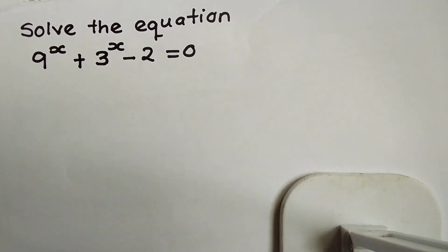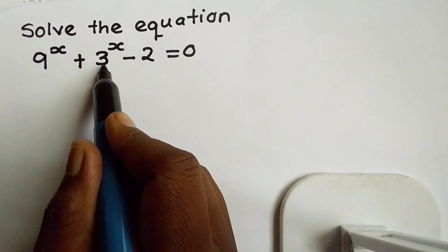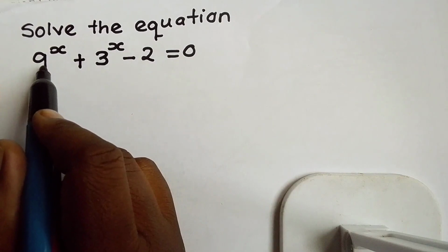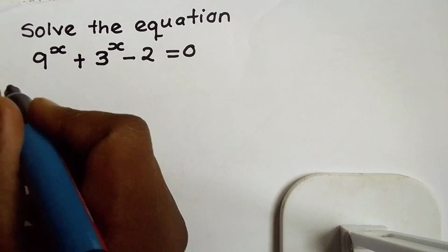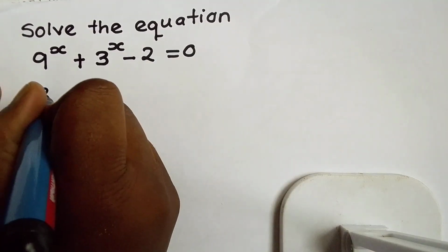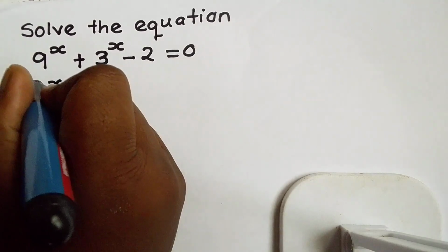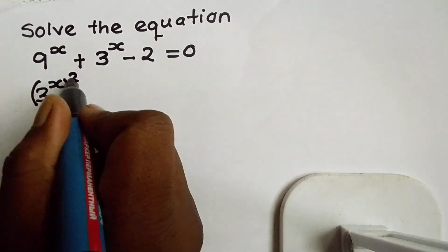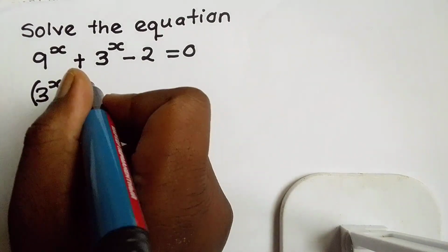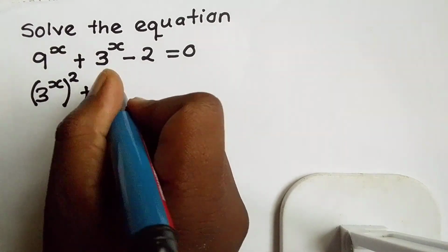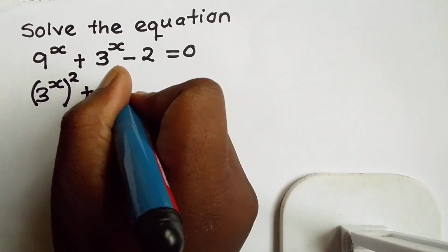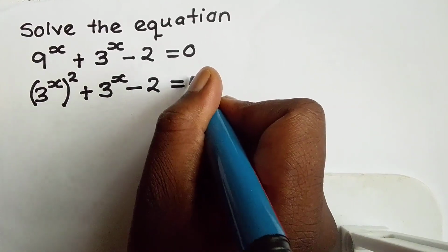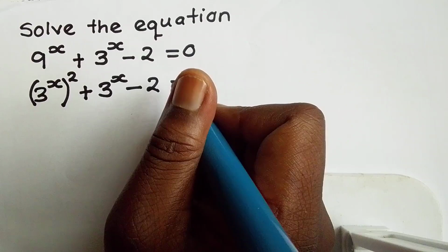Okay, so since we have a 3 here, we can also write this 9 in the form of 3. So this one can also be written as 3 raised to the power x, then squared, because 3 squared you obtain 9. Okay, and then plus you maintain this 3 to the power x, minus 2 is equal to 0.